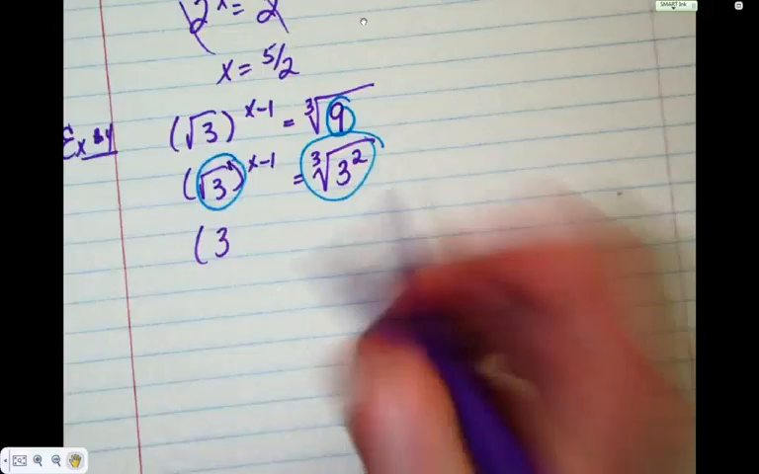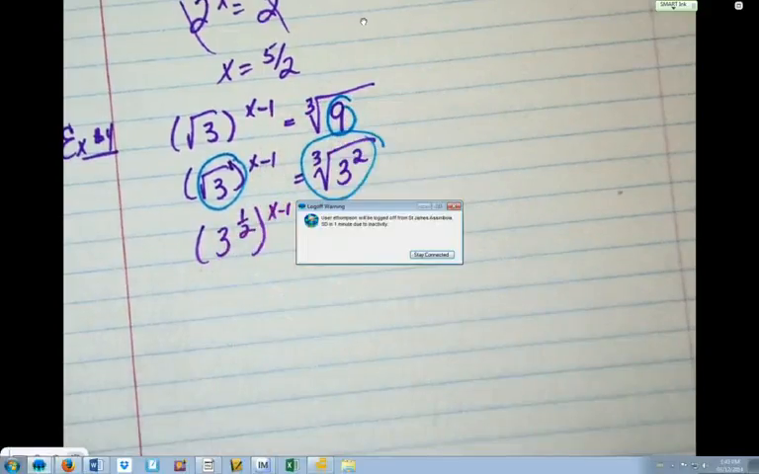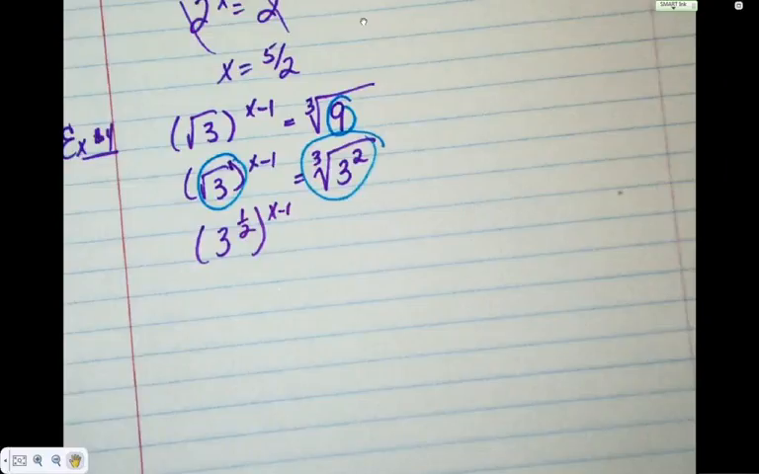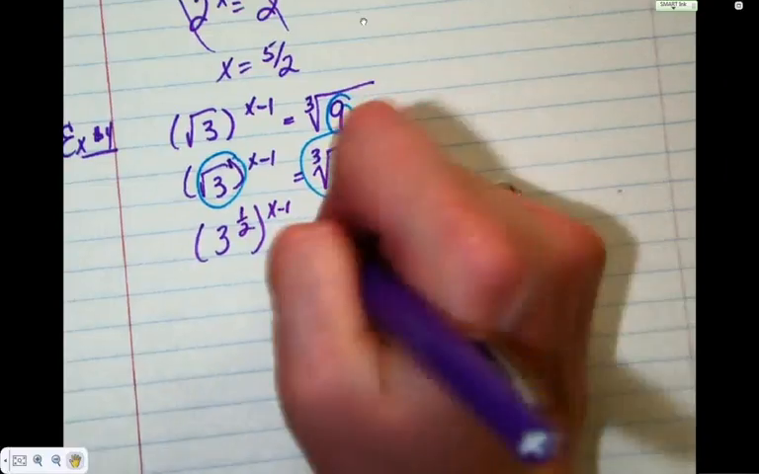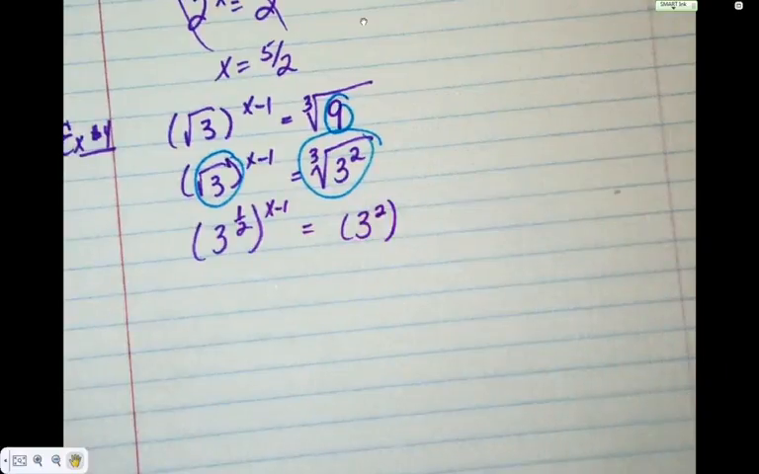Square root becomes an exponent of. And I'm leaving that x minus 1 for now. I'll touch it in the next step. And I'm going to leave the 3 squared for now. I'll touch that in the next step. I just want to deal with that cube root. Cube root becomes an exponent of.